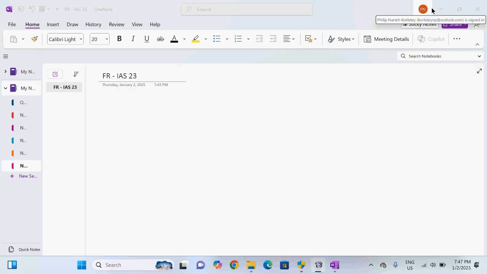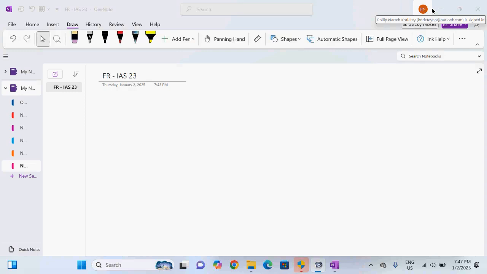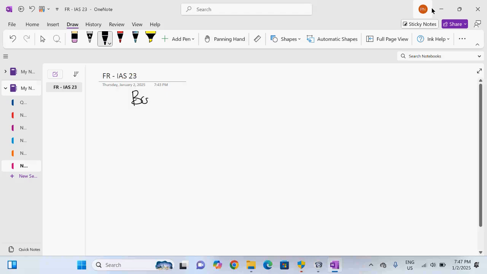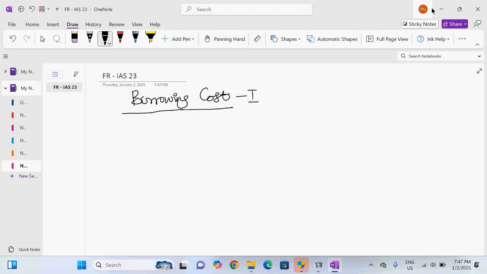Tonight we'll be looking at IAS 23, which is borrowing cost. Borrowing cost for tonight, which is IAS 23.